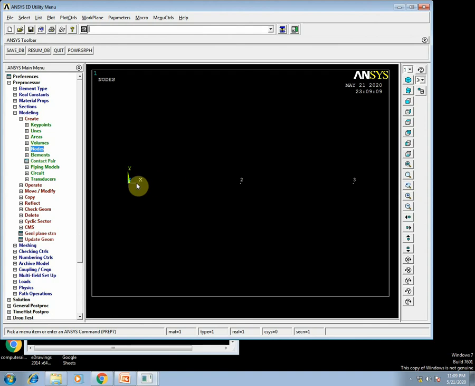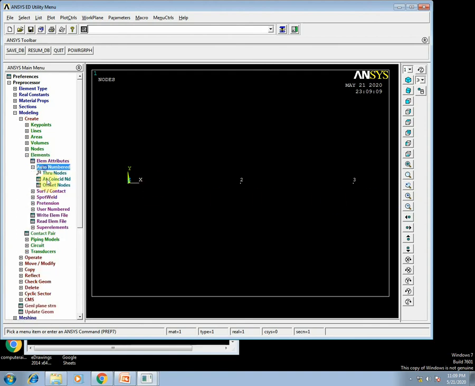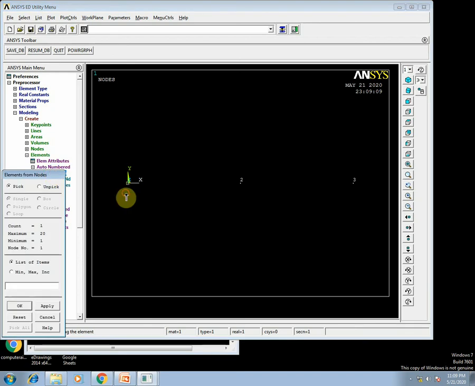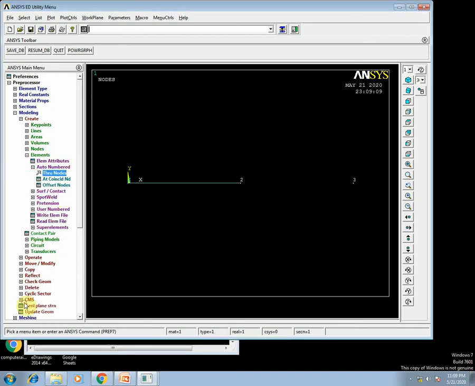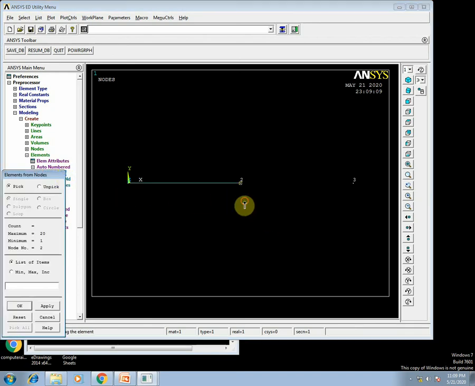Now I am joining these three nodes by element. Auto numbered, through node 1 to 2, through node 2 to 3.